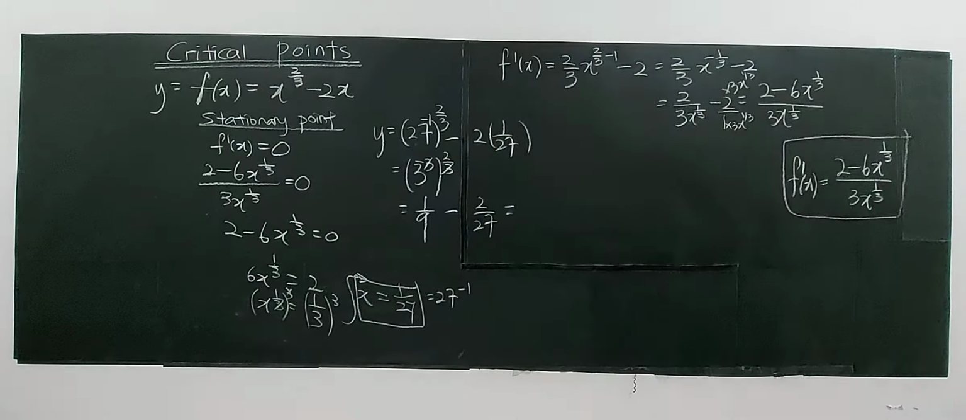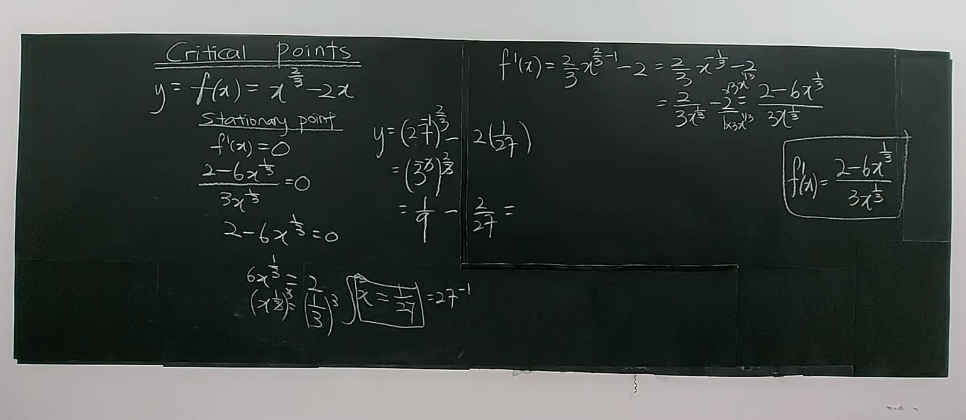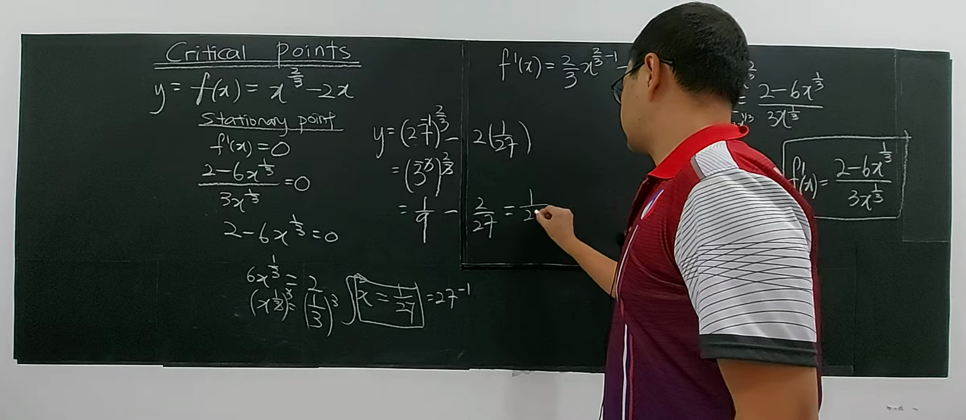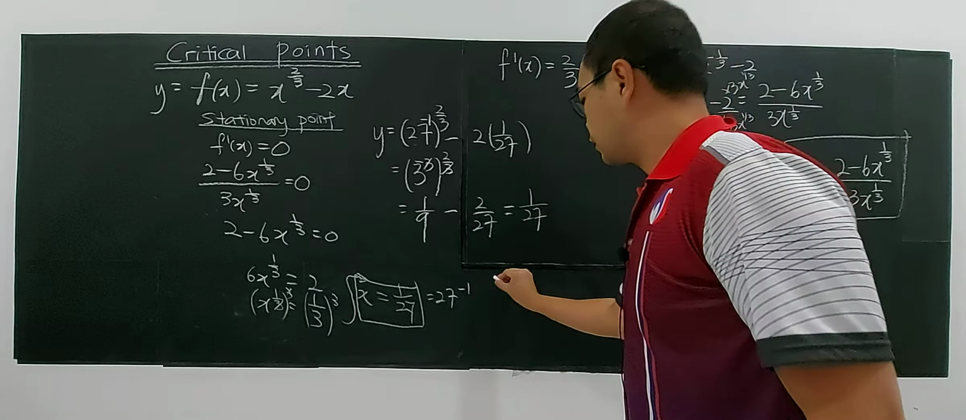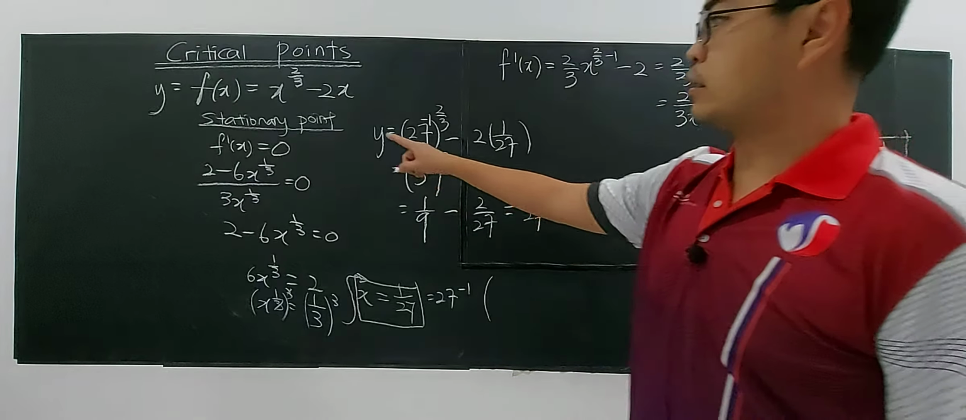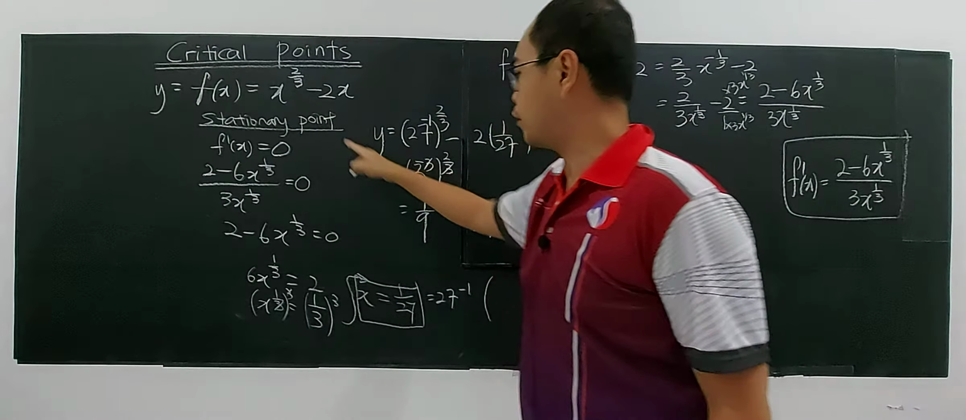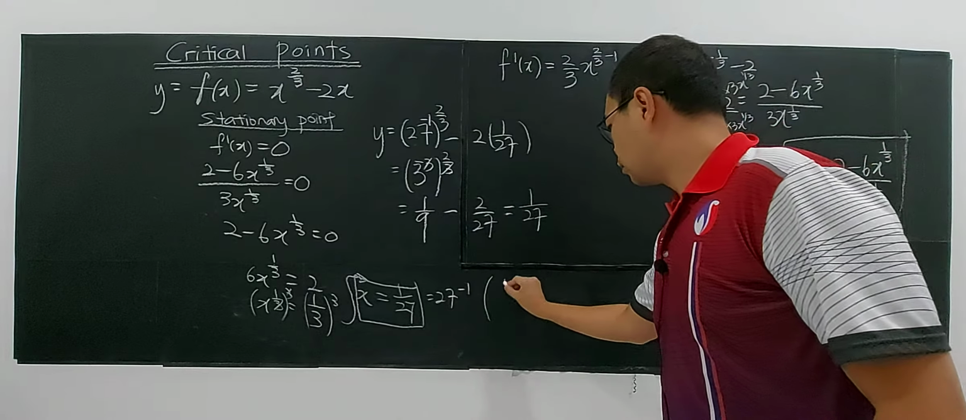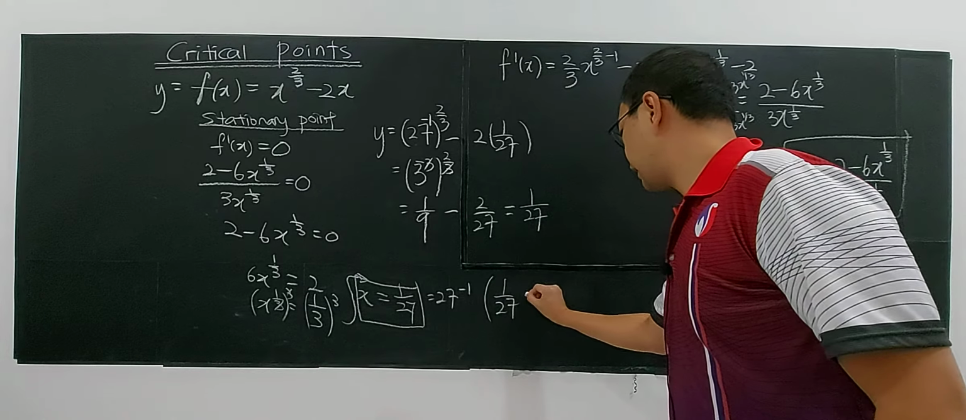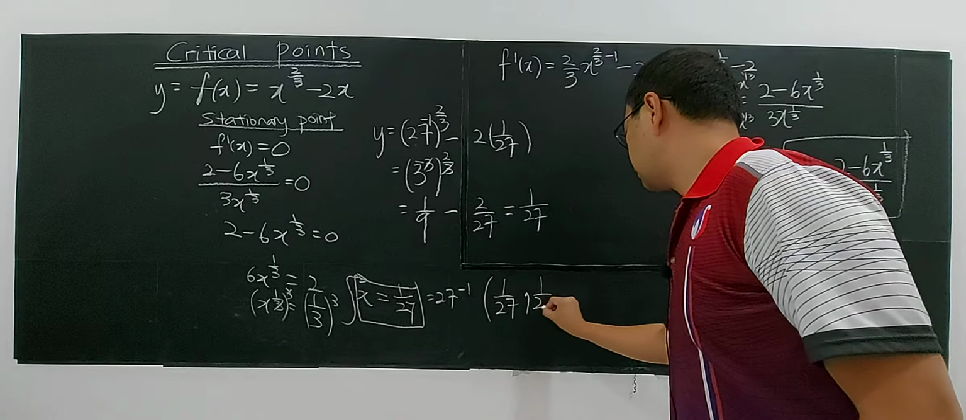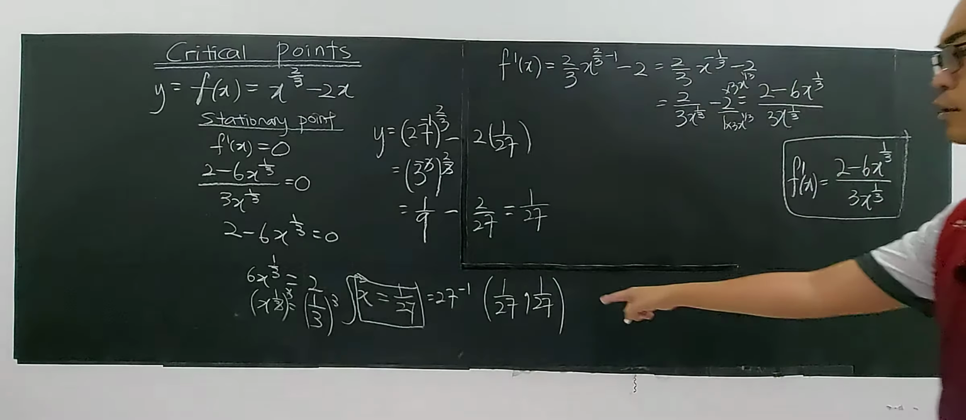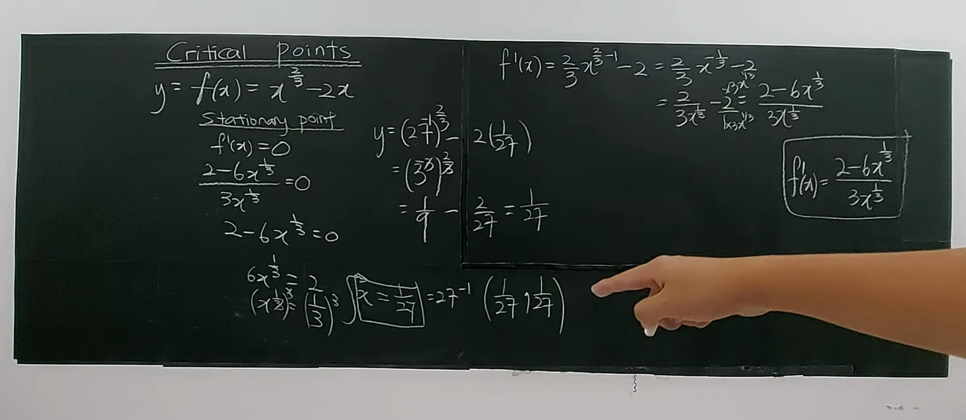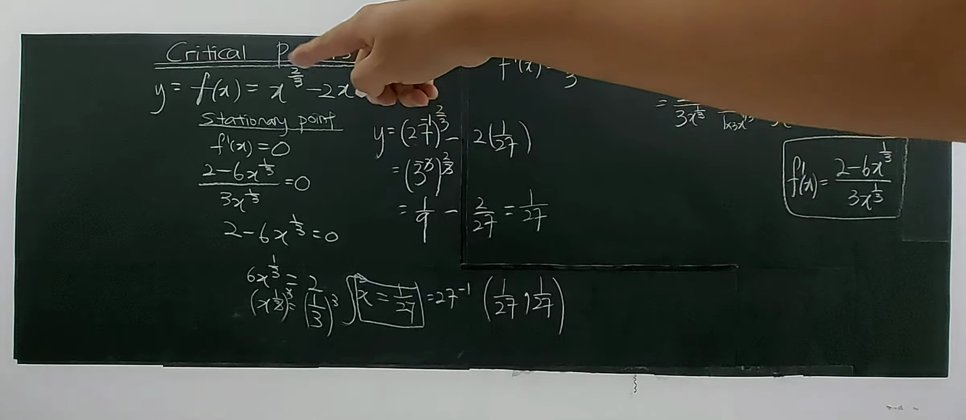Let's use the calculator and get that point. 1 over 9 minus 2 over 27 gives you 1 over 27. So the stationary point, the first critical point here, has x equal to 1 over 27, and your y value is also 1 over 27. So these are the coordinates of the stationary point for this case.